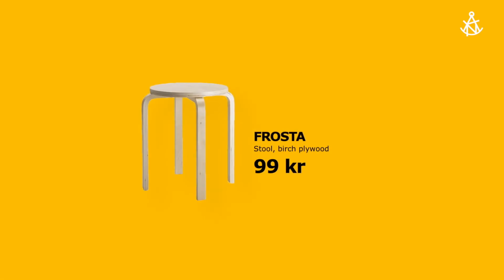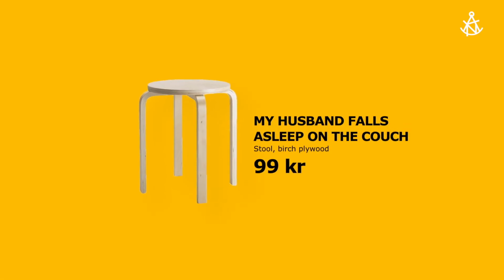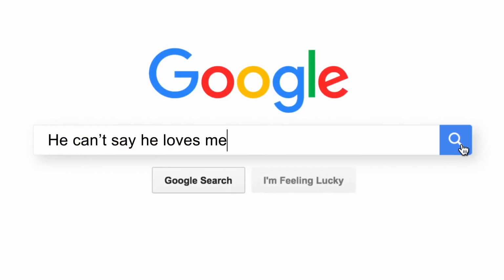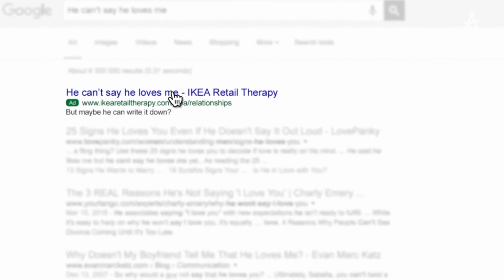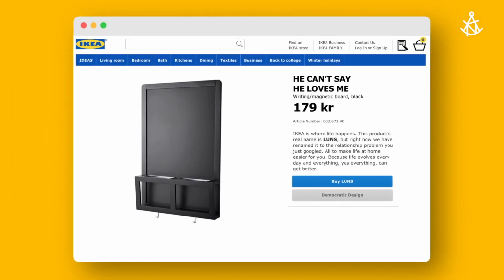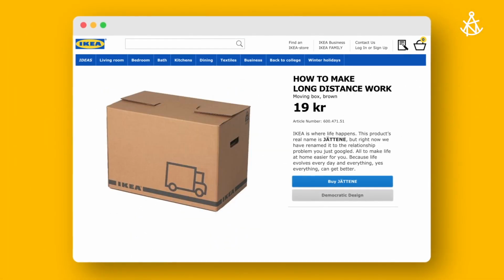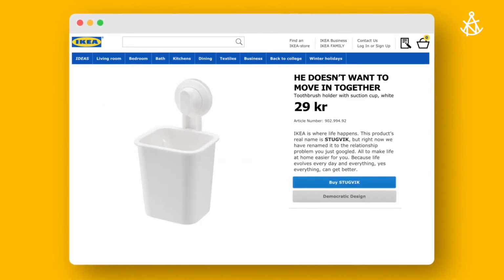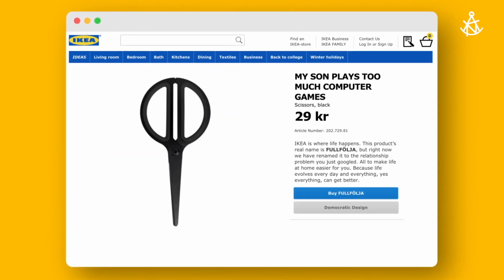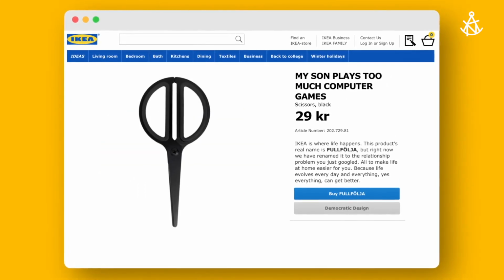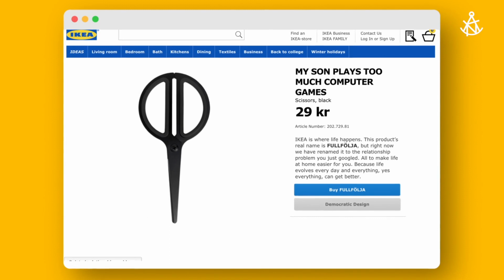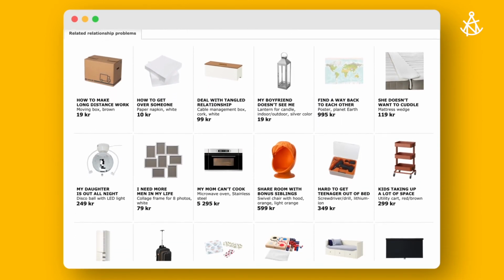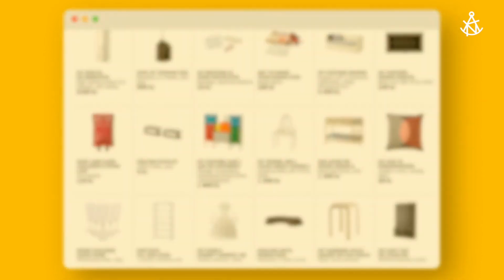We simply renamed IKEA's products as common Google searches about relationship problems in Sweden. When you Googled your problem, you found an IKEA product with the exact same name, on a site identical to IKEA's main shopping site. A product that might help you improve your relationship at home. So whether it's a snoring husband, a never-ending gaming son, or any other relationship problem you have, IKEA can come to the rescue. Or at least put a smile on your face while you keep Googling for an answer.